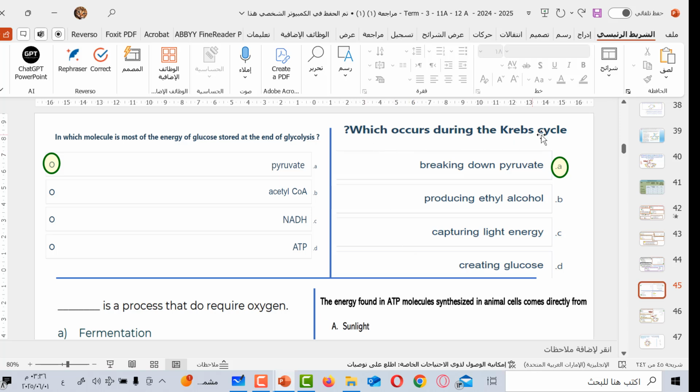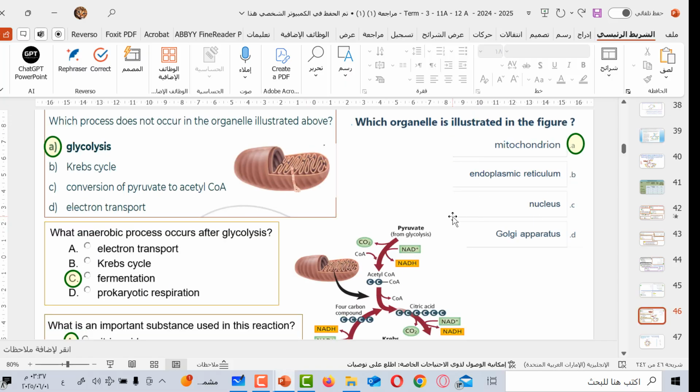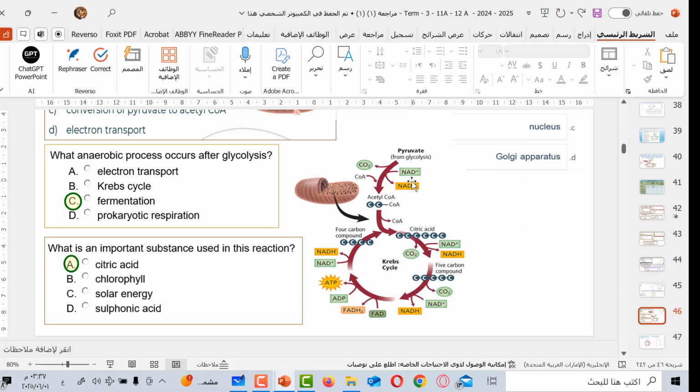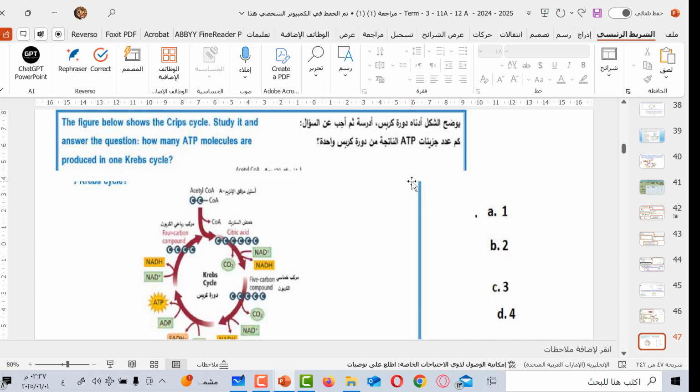Which occurs during the Krebs cycle, breaking down pyruvate? Okay, in which molecule is most of the energy of glucose stored at the end of glycolysis? Pyruvate. Okay, I'll leave this question to you to study it. Right. This is about the Krebs cycle.